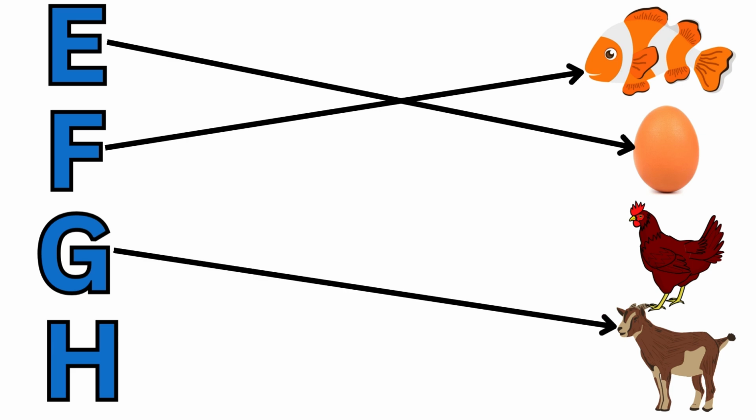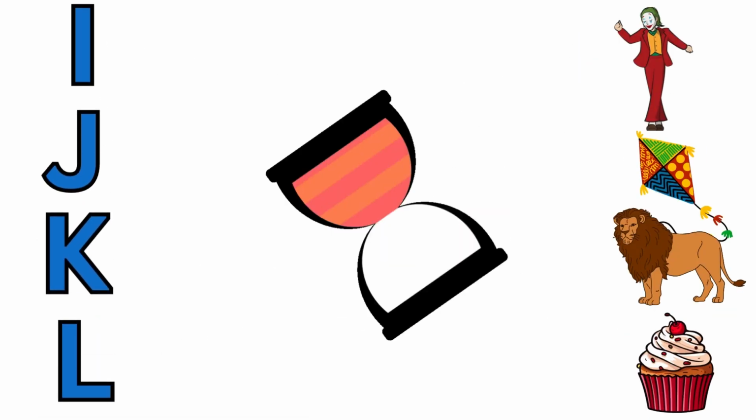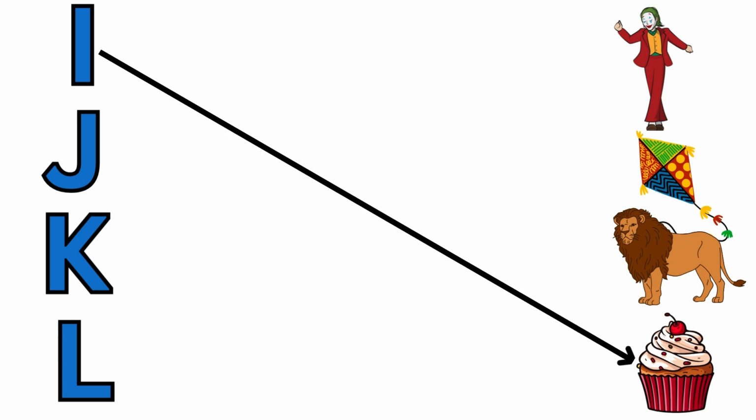G for goat. H for hen. I for ice cream. J for joker.